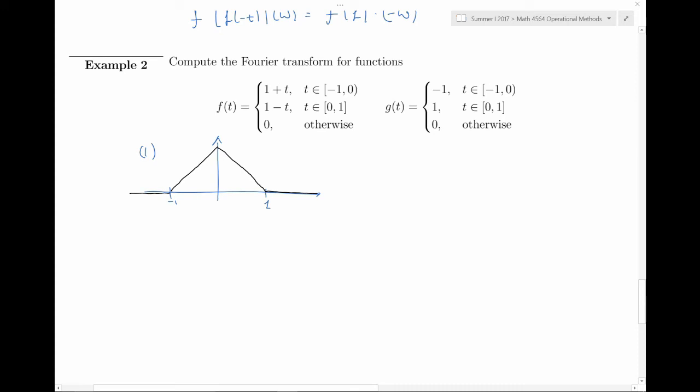So let me compute the Fourier transform of the function 1 minus t on the interval 0, 1. Well, this is going to be simply an integral from 0 to 1 of the function 1 minus t times e to the minus i omega t dt. The integration of this form is performed with integration by parts.